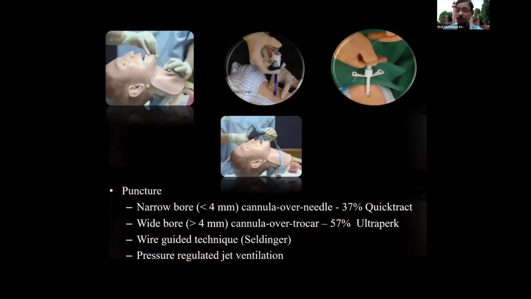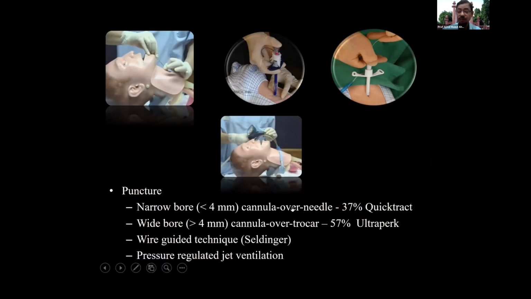Now, the other rescue strategies are as follows. You can use a narrow bore tube, which is less than 4 millimeters, a cannula over a needle, which is primarily Quicktrach or Melker. We have a wide bore, which is more than 4 millimeters, a cannula over a trocar, which is Ultraplug, which gives a 57% success rate. We can use the wire guided Seldinger technique, or you can use a pressure regulated transtracheal jet ventilation with the needle cricothyrotomy.